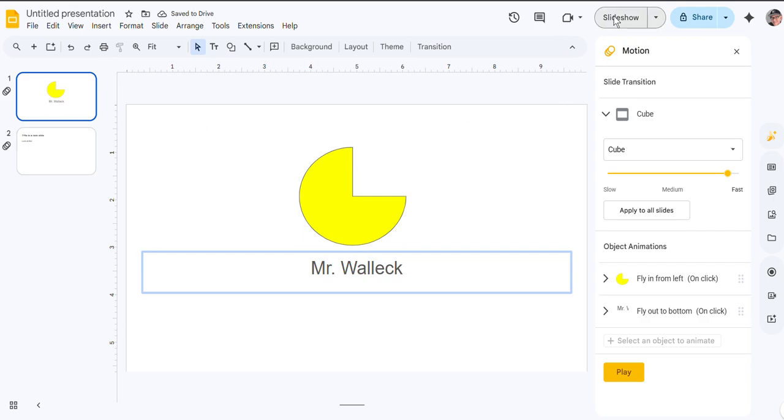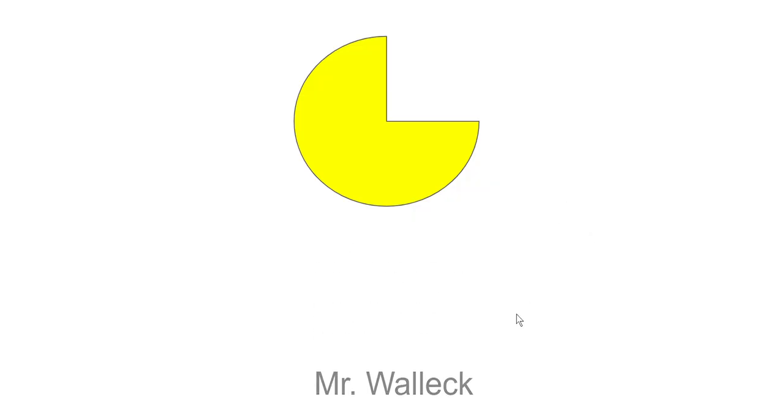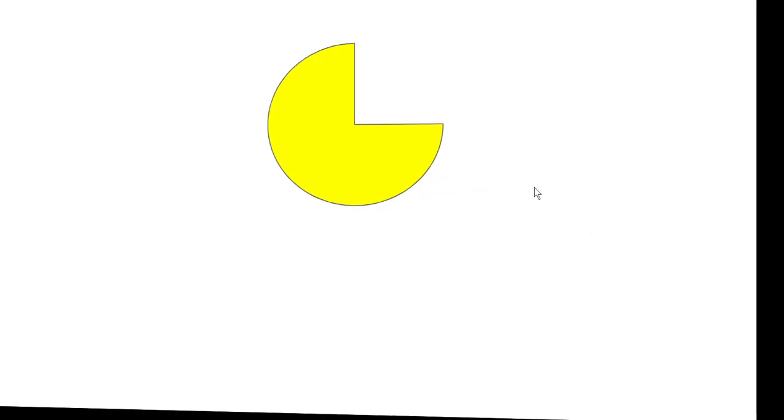So I'm going to start my slideshow again. I click it. Here comes my shape, and then watch when I click it again, that goes away. And like one more time. Look at that. That was cool.